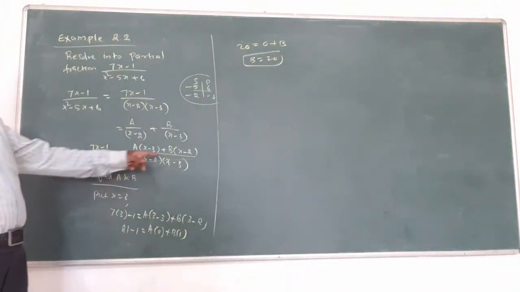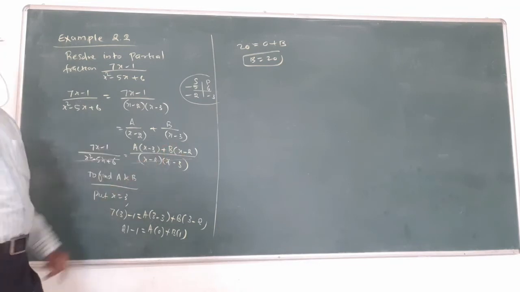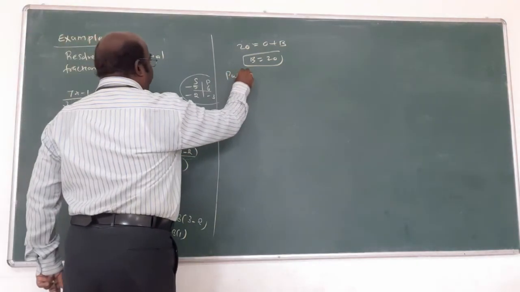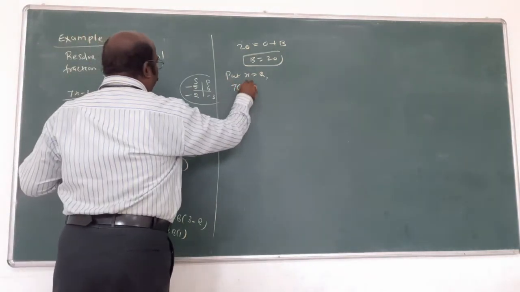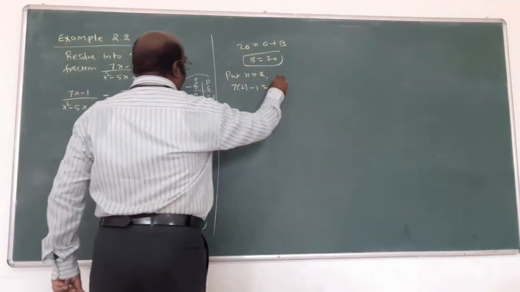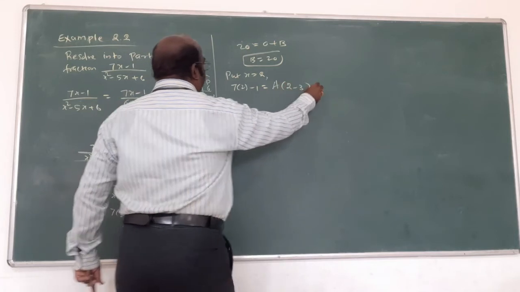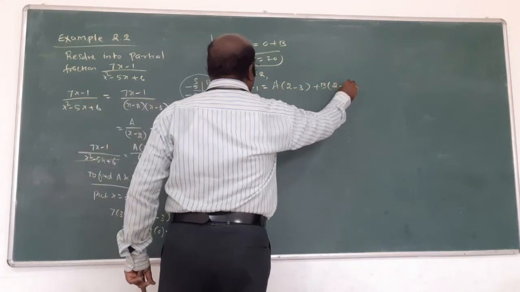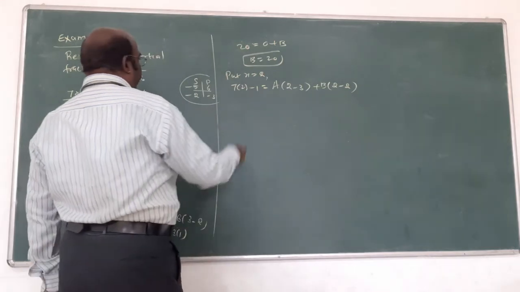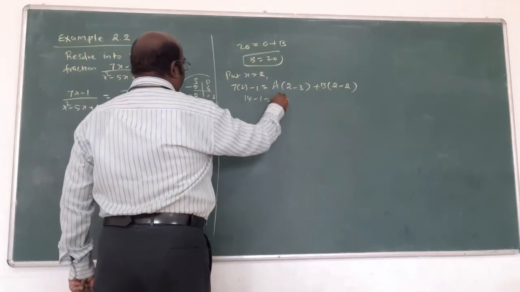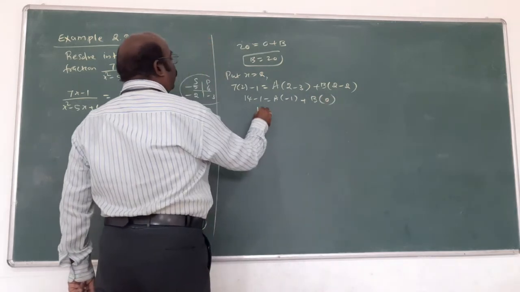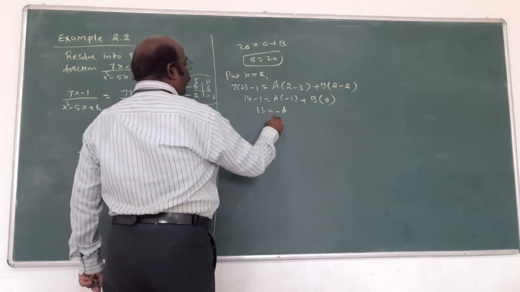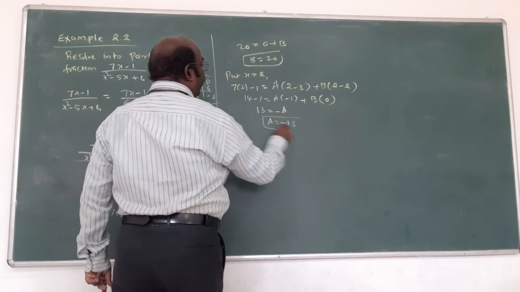Next, put x equal to 2. Let us check. 7 into 2 minus 1 equals a into 2 minus 3 plus b into 2 minus 2. Okay? Now 14 minus 1 equals a into minus 1, plus b into 0. 13 equals minus a. So a equals minus 13.